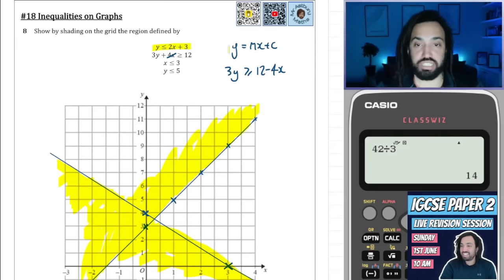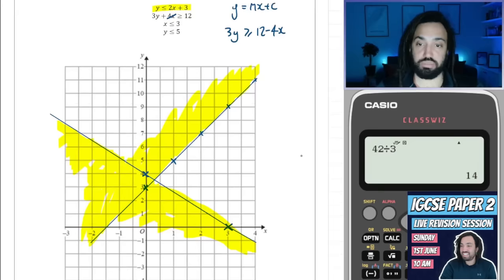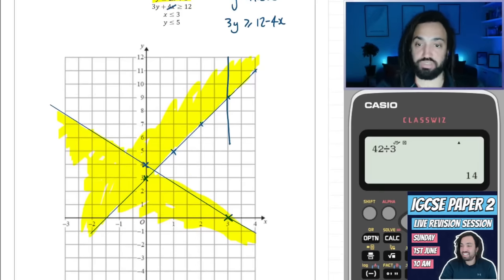Okay, so the region's kind of taking shape now. It says x is less than 3. Okay, that's a nice and easy one. When it's x is equal to, that's a vertical line. And again, we want less than 3, which means to the left. So we're going to get rid of all the stuff to the right. So get rid of all that stuff, we don't need that.